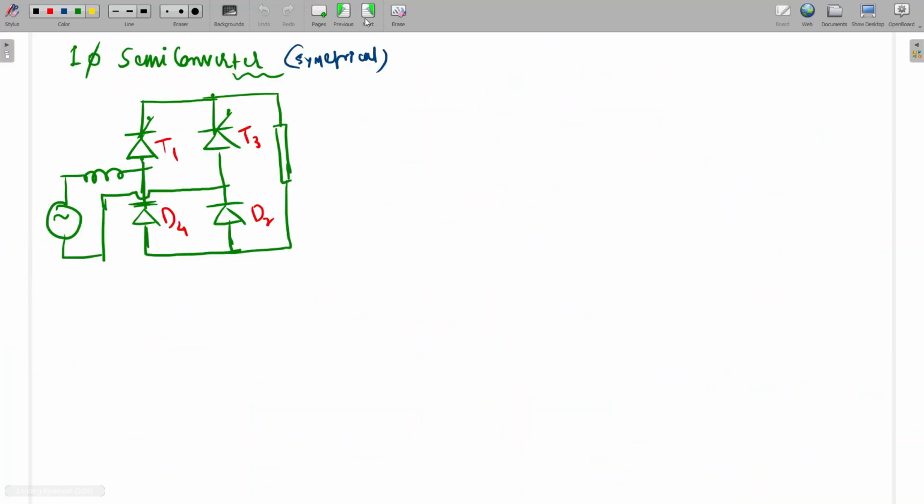So I'm moving to the next configuration of this one only. This is one of the configurations of the semi converter. Here the average and output voltage will be the same. Only the difference will be the conduction angle of thyristor and diode. So I'm going to draw the waveform first. This is the source voltage, and one second, then the output voltage.